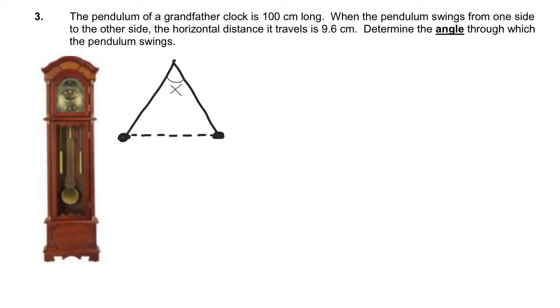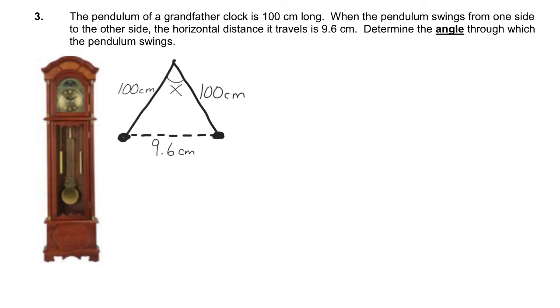Now I'm told the pendulum is 100 centimeters long. So if I look at my little diagram here, that's the pendulum, that's 100 centimeters. That's also the pendulum on the other side, that's 100 centimeters. The horizontal distance it travels is 9.6 centimeters. Well, here's the horizontal distance it travels from side to side right here. So here we have a triangle, and we know all three sides. We're trying to find this angle.